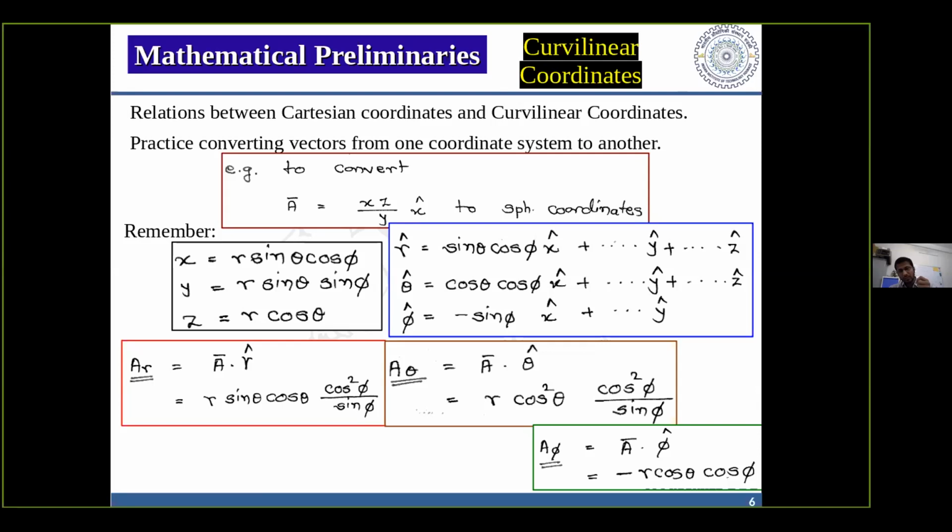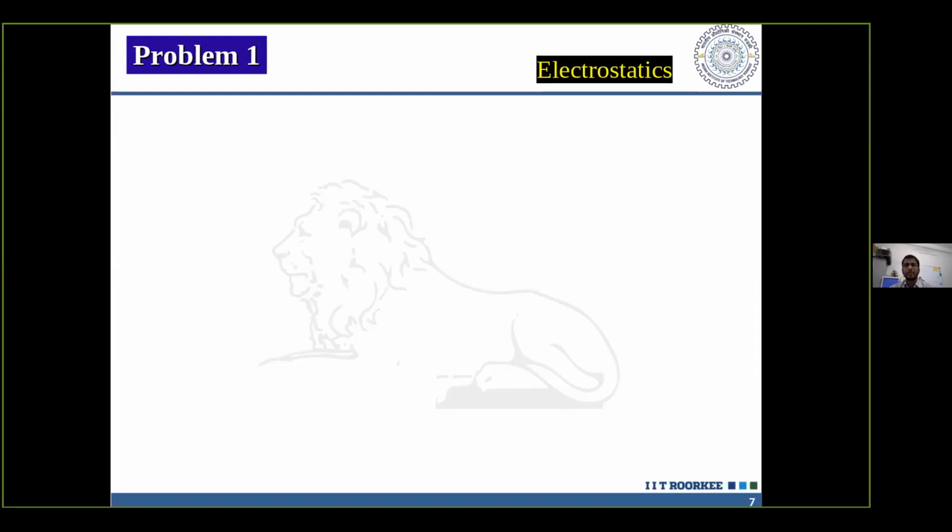In this case, you will need all these mathematical preliminaries, on which you should have a grasp. You should practice it. This has been emphasized a lot during the past three days: you should practice a lot, then you'll be able to do it very quickly. Okay, so now let us move to the first problem. I've selected a few problems from different topics.